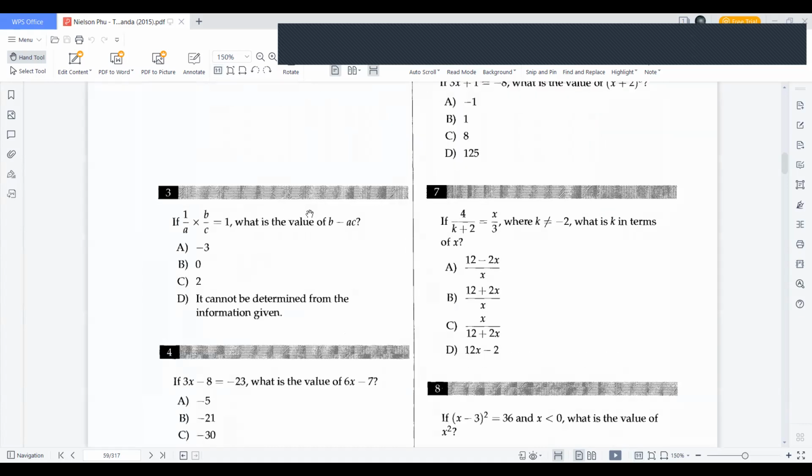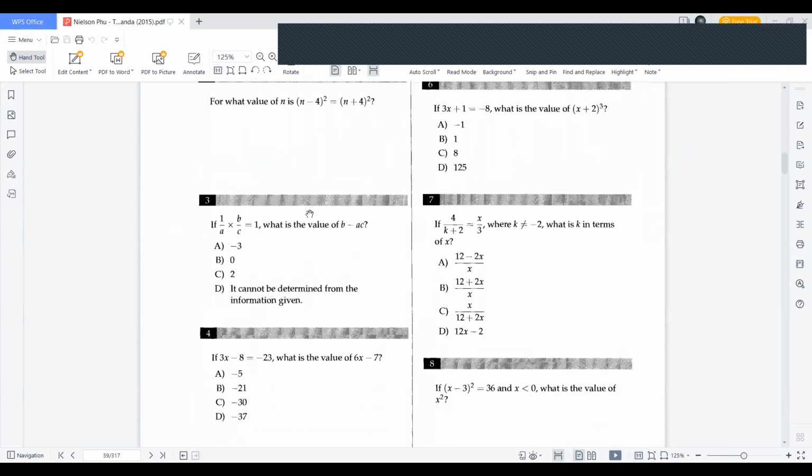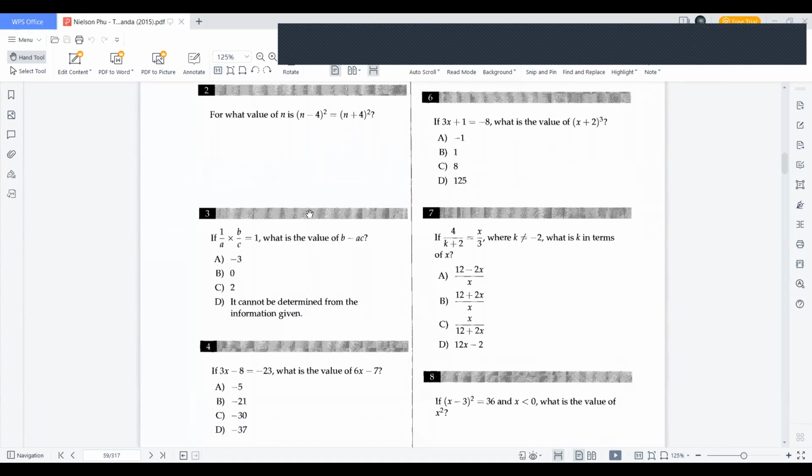Right here, let me zoom in a bit. Number two, what value of n causes this to be true? Before you answer, can we think of in what case you can have two different numbers, you square them, and you get the same number? What can cause this to happen? Can anyone list some ways in which this can happen?